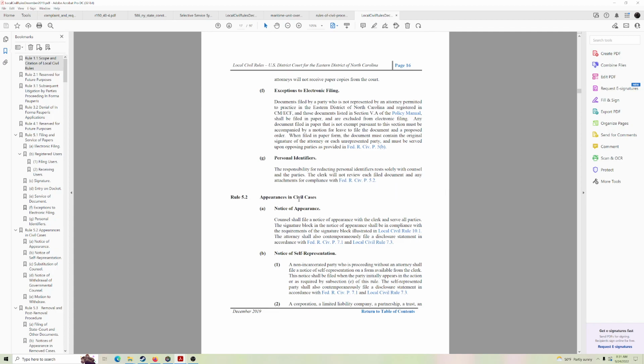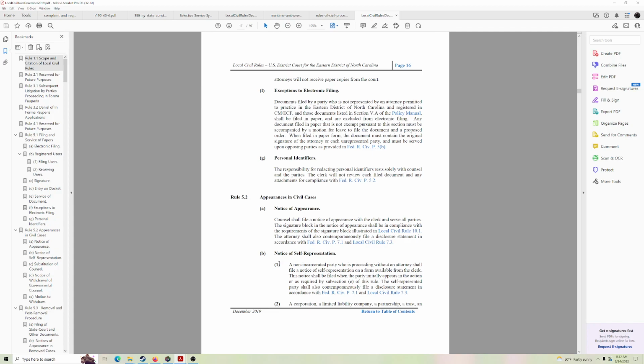Rule 5.2. Appearance in civil cases. A. Notice of appearance. Counsel shall file a notice of appearance with the clerk and serve all parties. The signature block in the notice of appearance shall comply with the requirements of the signature block illustrated in Local Civil Rule 10.1. The attorney shall also contemporaneously file a disclosure statement in accordance with Federal Rule of Civil Procedure 7.1 and Local Civil Rule 7.3.